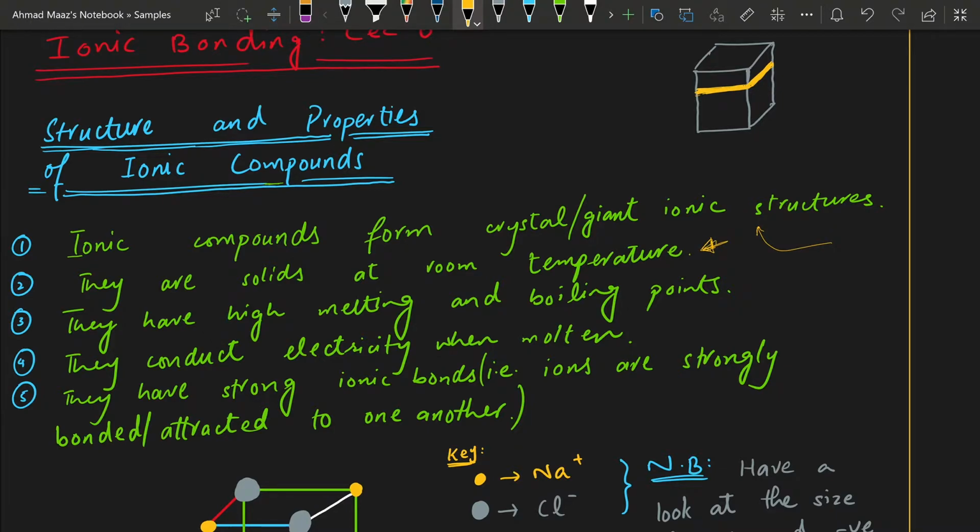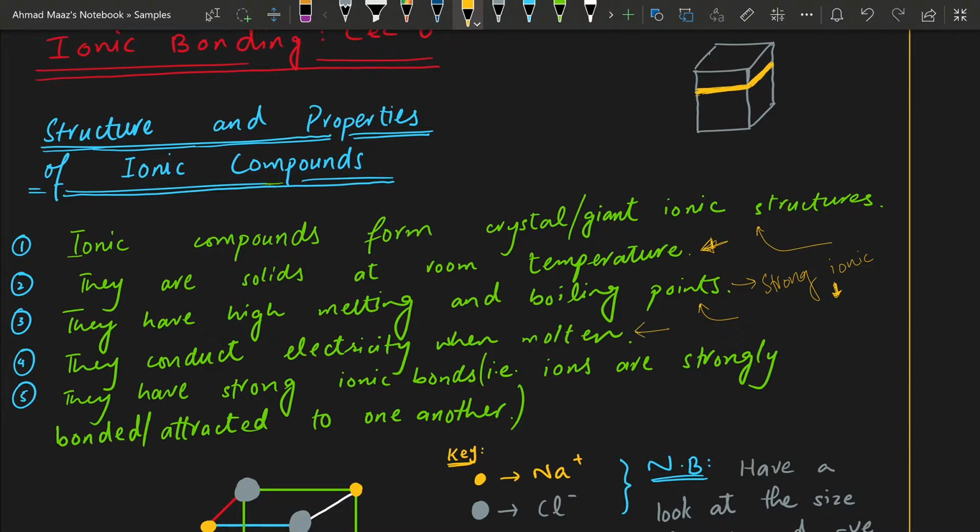They have high melting and boiling points because of their strong ionic bonds, because of the strong electrostatic forces of attraction. All the ions are held very strongly together with each other, which results in very high melting and boiling points.